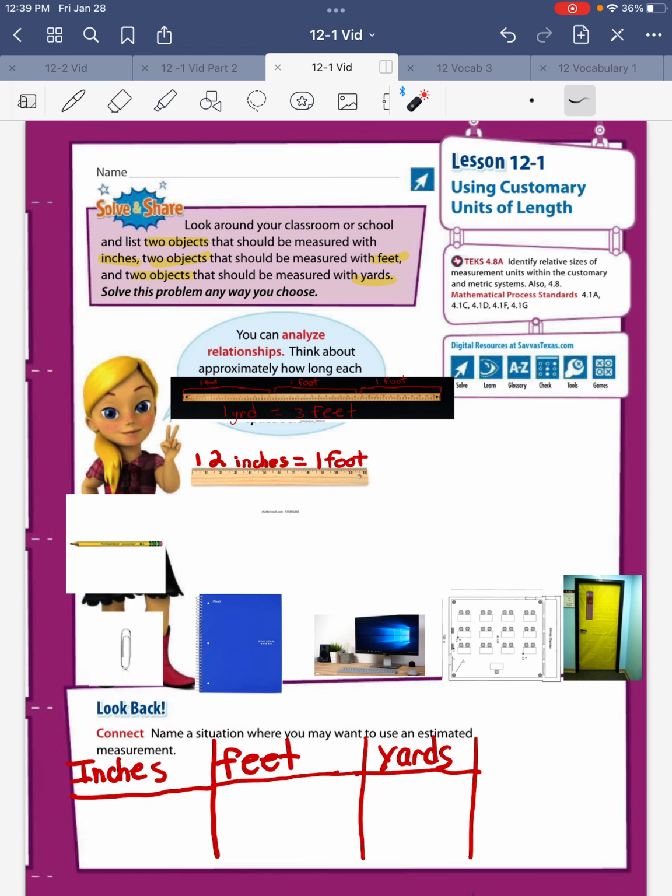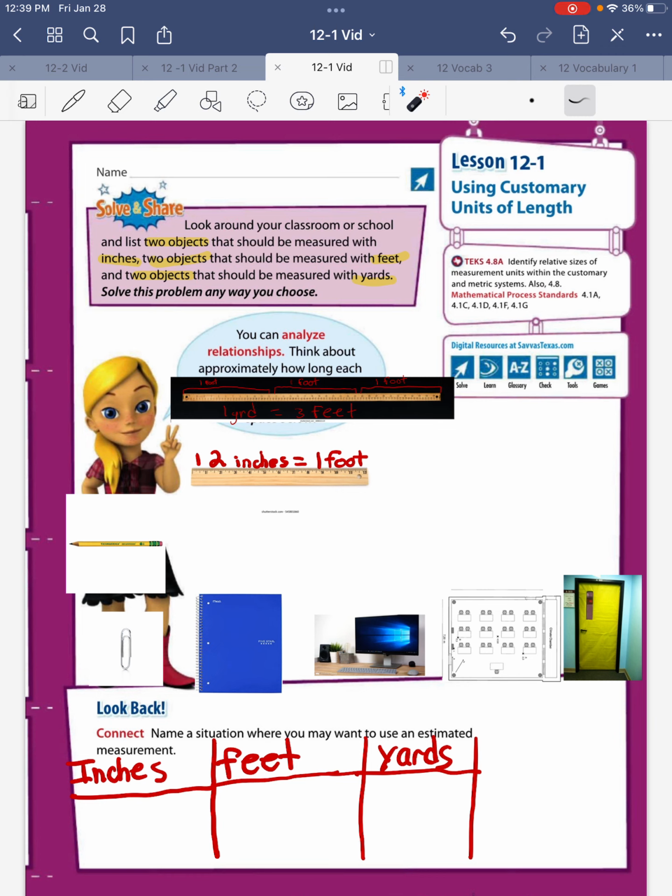Okay, so remember, if I'm measuring something that's very small, I am not going to use a big ruler. Why would I use a big ruler if it's so small? No, if I'm measuring something small, I need to find a smaller ruler.